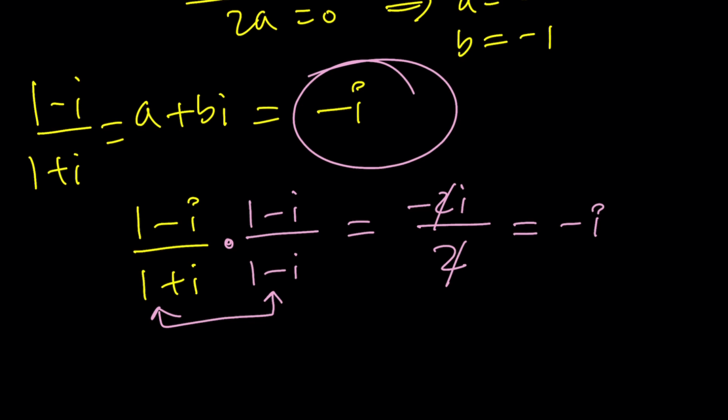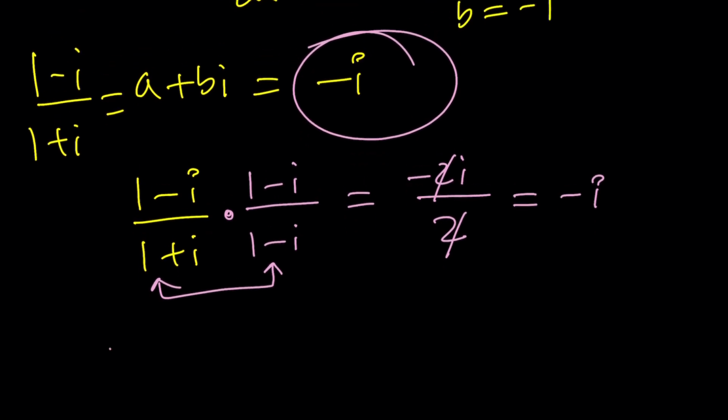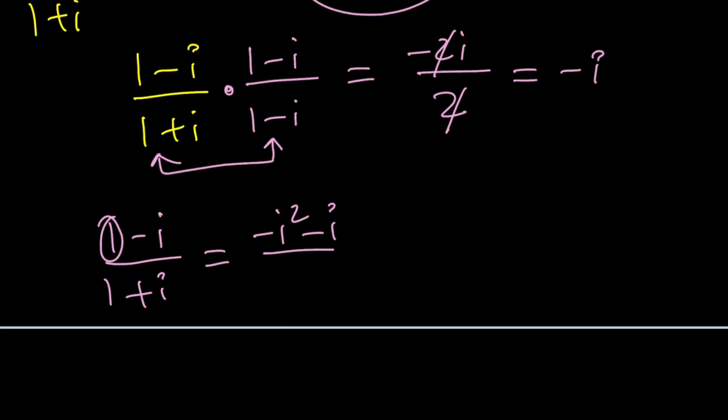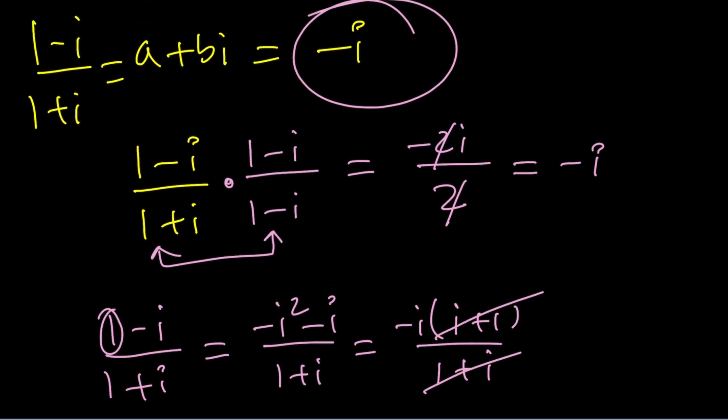Okay, there's obviously other ways to go about it. 1 minus i over 1 plus i can be written like i squared is -1, so this will be -i squared minus i, right? Divided by 1 plus i. And then you can factor out -i. That'll give you i plus 1 divided by 1 plus i. 1 plus i is going to cancel out. You're going to end up with -i again. There's so many ways to approach it. I would say the conjugate is the best one. In my opinion, I could be wrong, and let us know what you think.